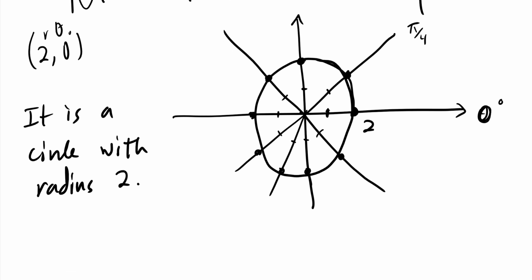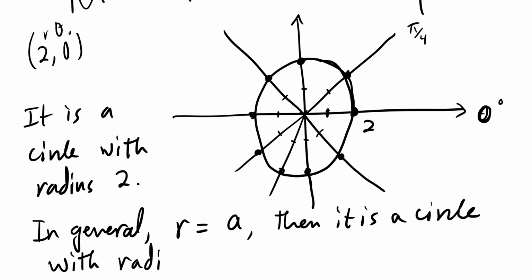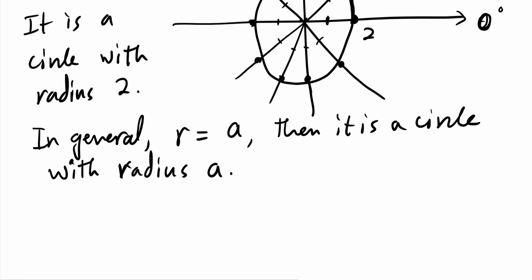So that tells us in general, when someone asks me to graph r equals a number a, then it is a circle with radius a.